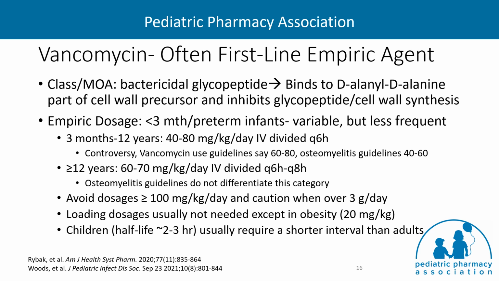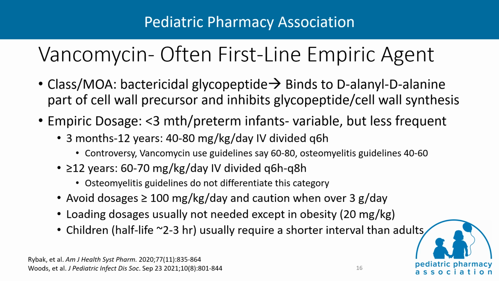And then when they get older, there is a thought that these patients may not be able to tolerate as much due to renal function changes. So typically your starting dose over 12 years of age is 60 to 70 milligrams per kilo per day divided Q6 to Q8 hours. And again, the osteomyelitis guidelines don't differentiate in this category, but that's what's in the vancomycin guidelines that were published.